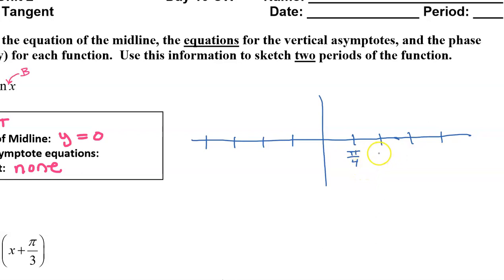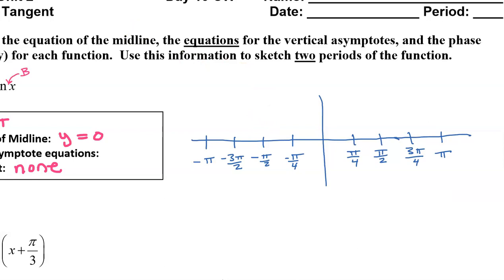So this will be pi over 4. And then the next one over will be 2 pi over 4, but 2 pi over 4 simplifies to pi over 2. And then the next one will be 3 pi over 4. And then the last one would be 4 pi over 4, but of course that simplifies to simply pi. And to the left, we will of course have negative pi over 4, negative pi over 2, negative 3 pi over 4, and negative pi. So we have now labeled the x-axis.